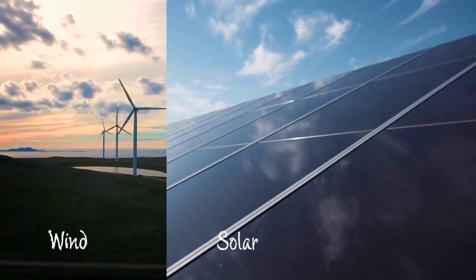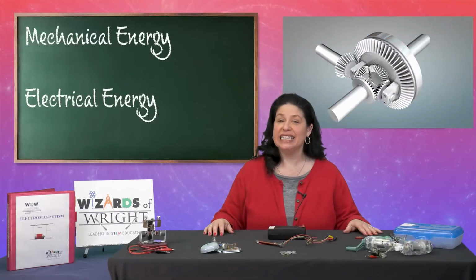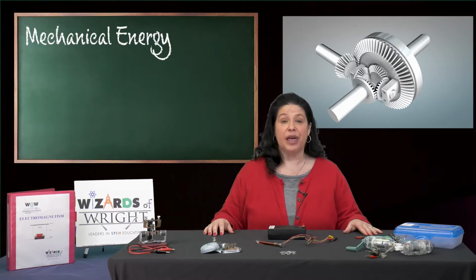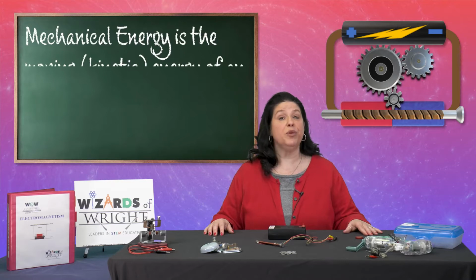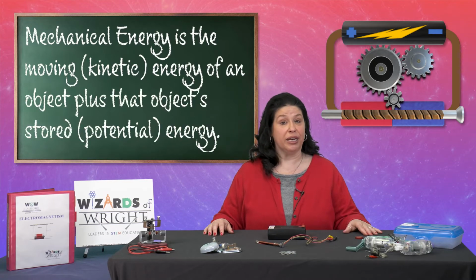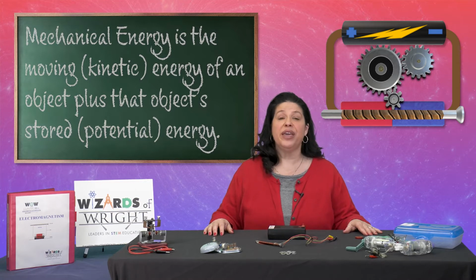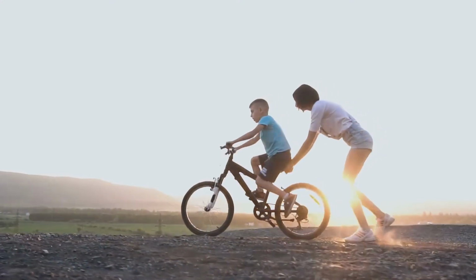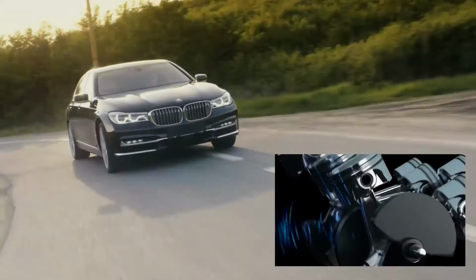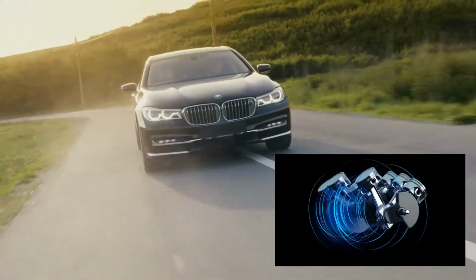There are many forms of energy, like wind energy, solar energy, and sound energy. Today, we will be using mechanical energy and electric energy. Mechanical energy is said to be the ability to do work. Mechanical energy is the moving energy or kinetic energy of an object, plus that object's stored energy or potential energy. Think of mechanical energy as movement. Walking people and rolling bikes are examples of mechanical energy. Running cars and moving gears in machines are examples of mechanical energy.